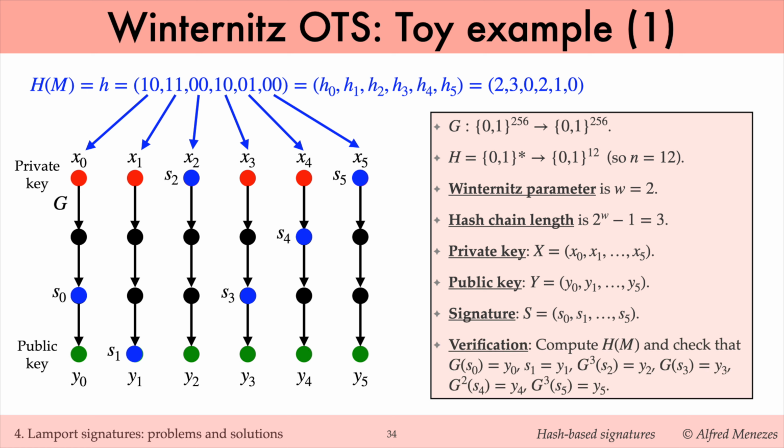To verify Alice's signed message, Bob hashes M to reproduce H, and then checks that the signature components Si are correct. So applying G to Si the remaining number of times until the chain ends should result in the public key component Yi. For example, Bob verifies the first signature component S0 by hashing it once and confirming that the resulting value is equal to Y0. Similarly, he checks the second signature component S1 by checking that it is equal to Y1, and so on.